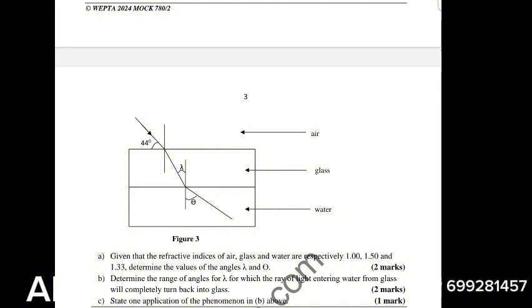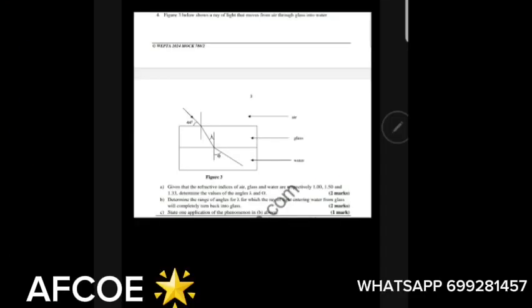Determine the range of angles of lambda for which the ray of light entering water from glass will still completely turn back into glass. State one application of the phenomenon in B above. 1 mark. Okay, let us begin.